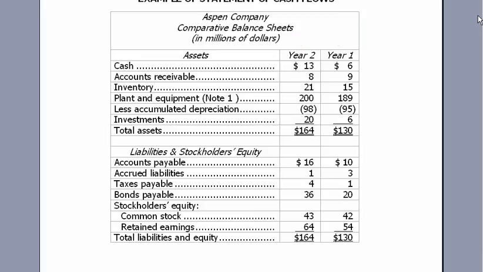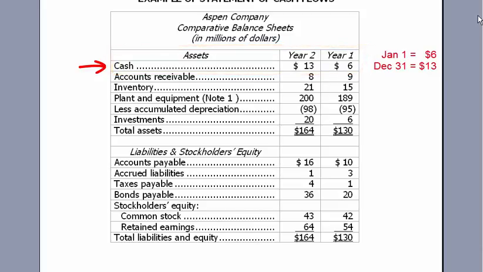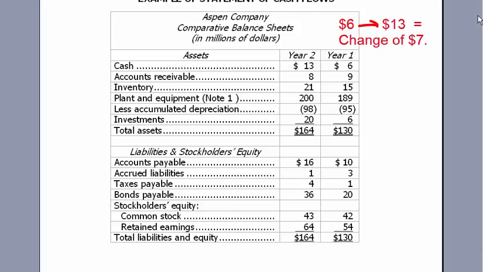And so in year one, we have cash of $6. In year two, our ending balance is $13. Remember that the ending balance of year one is the beginning balance of year two. So what we're trying to prove is, why did cash go from $6 to $13? And what you want to do is then compare these numbers.